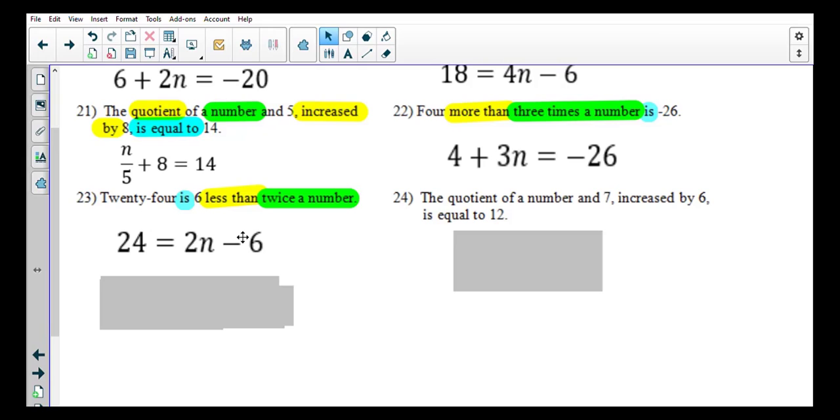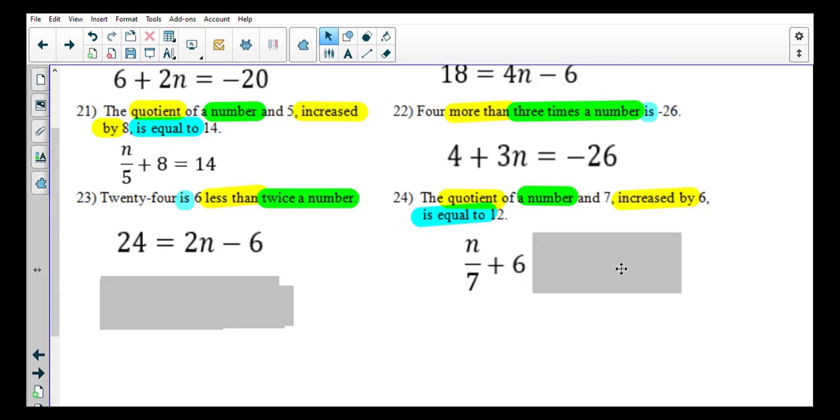Finally, number 24, the quotient of a number and 7 increased by 6 is equal to 12. So the word quotient means division, as we saw back in number 21. So the quotient of a number and 7, that means n, our variable, is going to go on top, 7 on the bottom. Increased by, again, so this looks really similar to number 21, plus 6 is equal to 12. So n divided by 7, or n over 7, plus 6 equals 12, and that's it.